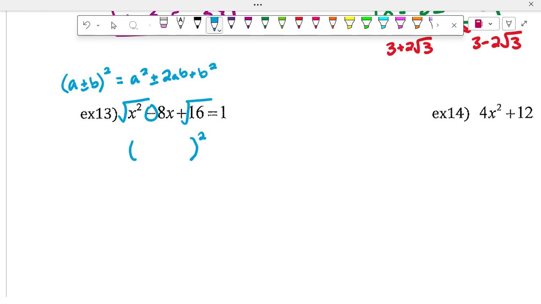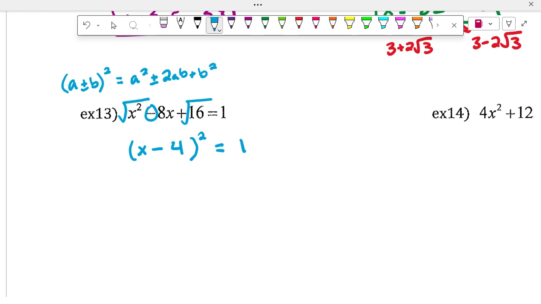All right. So what's the square root of x squared? x. I don't know why I was going to write a. What's the sign? And then what's the square root of 16? 4. And since we're simplifying, we don't have to worry about plus minus. Yep, equals 1.